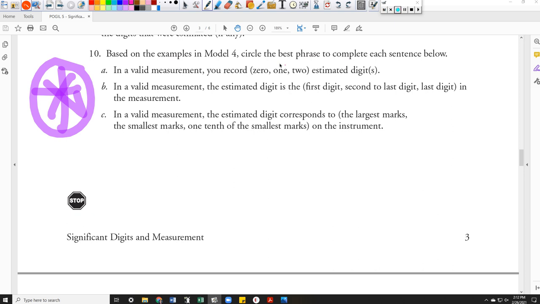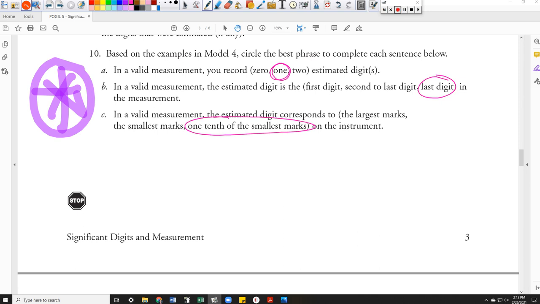1. Just one. In a valid measurement, the estimated digit is the first digit, the second to last, or the last digit. Last digit. It is the last digit. In a valid measurement, the estimated digit corresponds to the largest marks, the smallest marks, or 1/10 of the smallest marks. Very good. This is the most important question on this entire page.